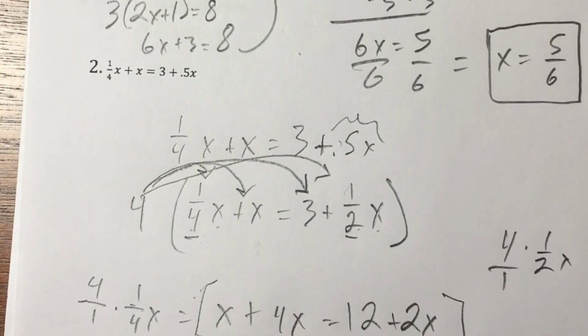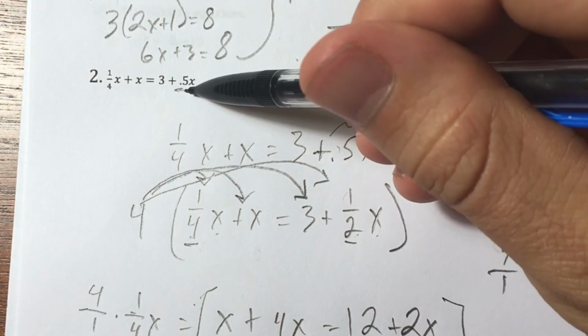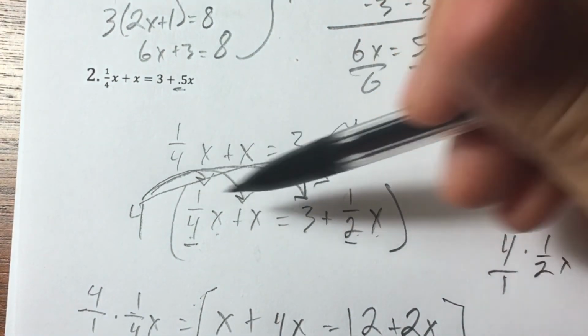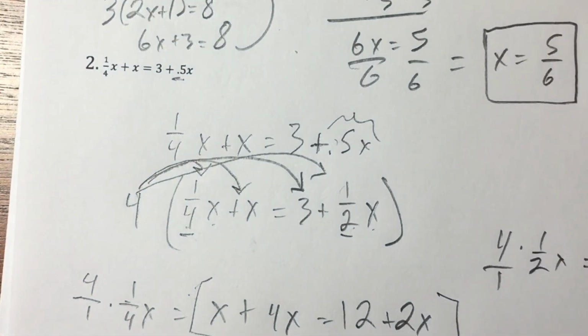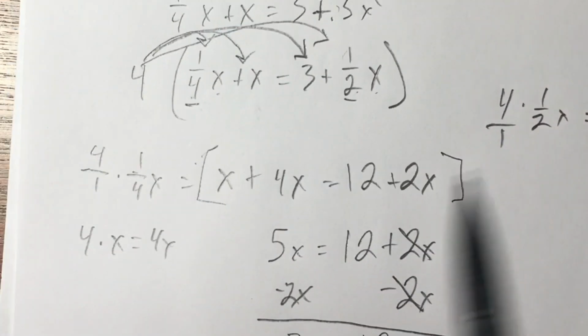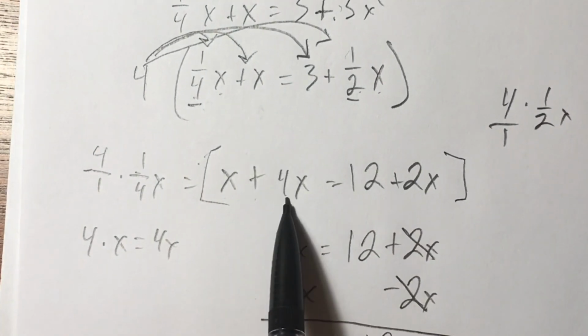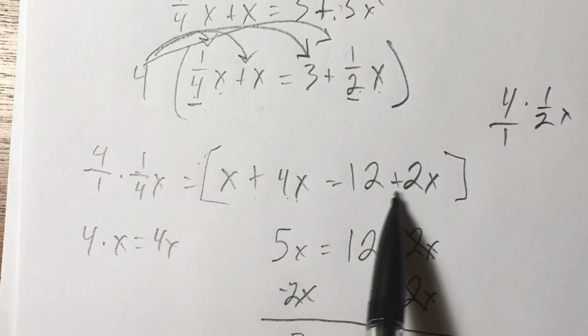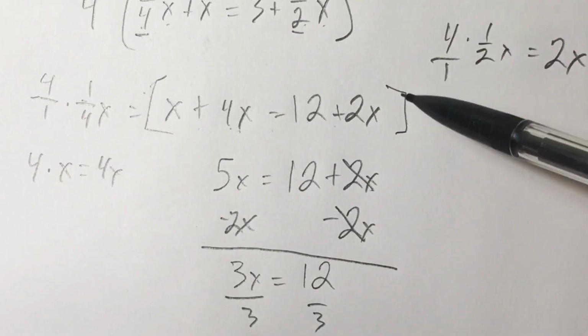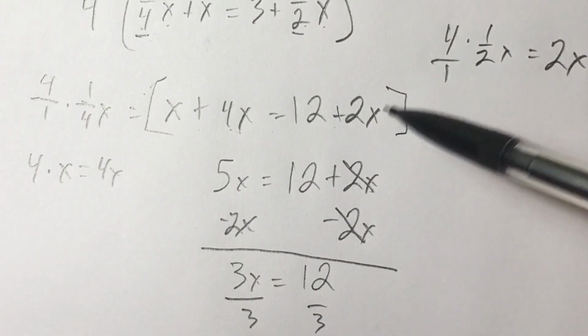So again, we converted this to a fraction, multiplied every term in our equation by the least common multiple of the denominators. When we did that, it simplified to x plus 4x equals 12 plus 2x, and then from here we just solved using our inverse operations.